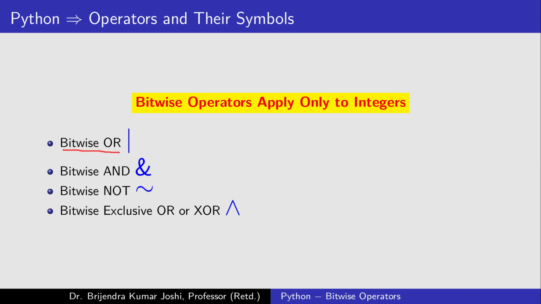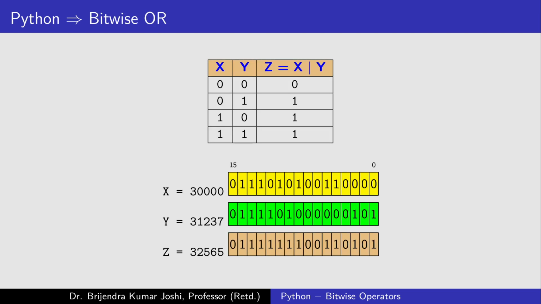Bitwise OR, the symbol used is the vertical bar. Bitwise AND, the symbol used is the ampersand. Bitwise NOT, the symbol used is the tilde sign. And bitwise exclusive OR, sometimes we call it XOR. The symbol is this. Let us see the truth table of each one of them.